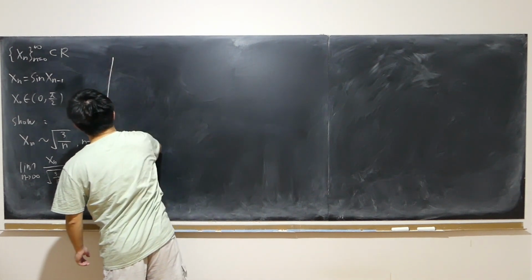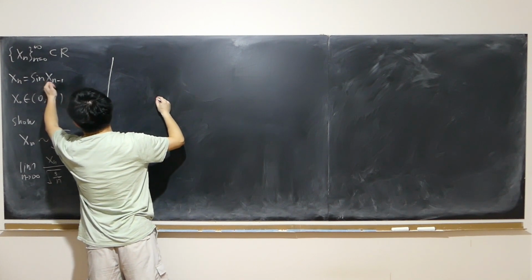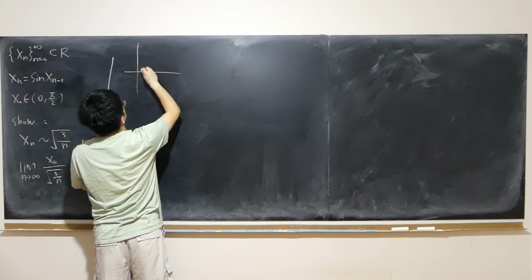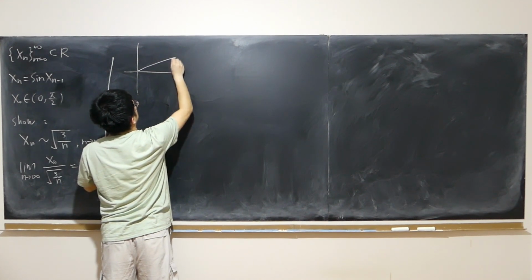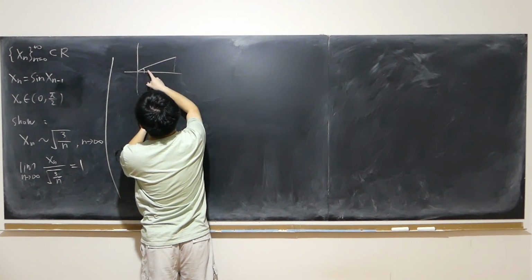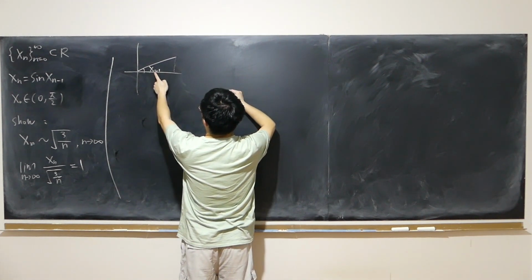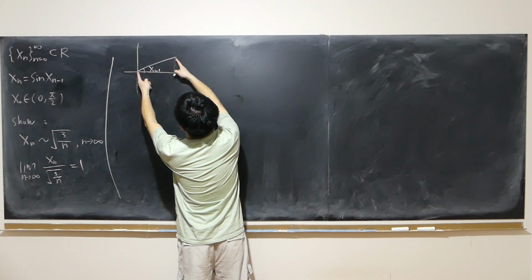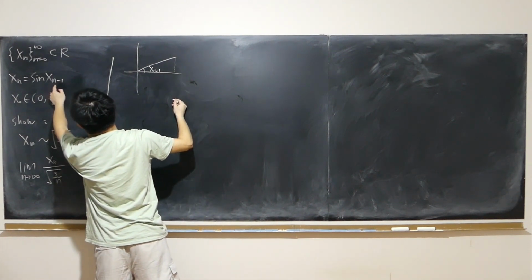This is what we want to show. First of all, we notice that, in the unit circle, the radius is 1. So sine of this angle xn minus 1 equals the length of this line segment, because like I said, the radius is 1. So that is the sine value. So what is this value?